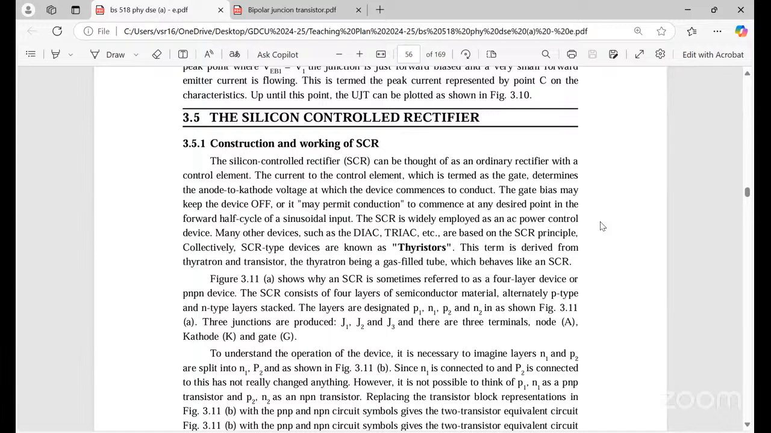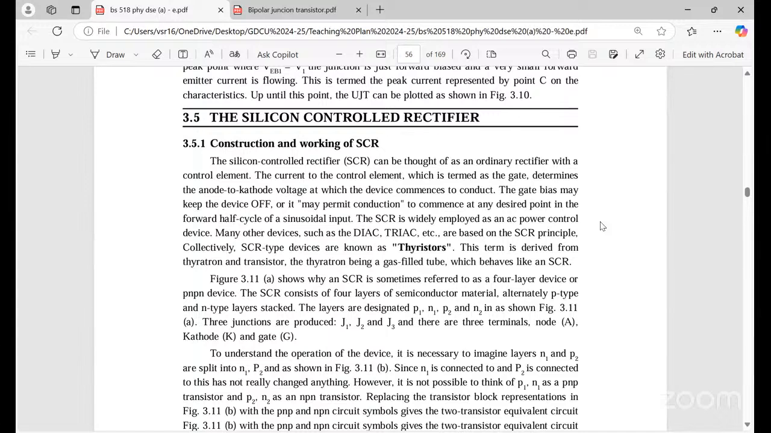So SCR is sometimes referred to as a 4-layer device or PNPN device, which consists of 4 layers of semiconductor material, alternately p-type and n-type layers stacked together. They are designated as P1, N1, P2, N2. And how many junctions are there?